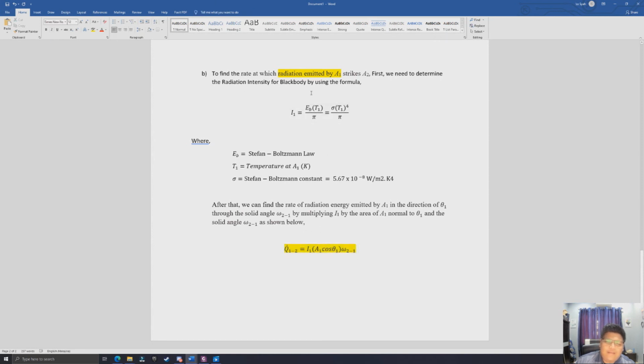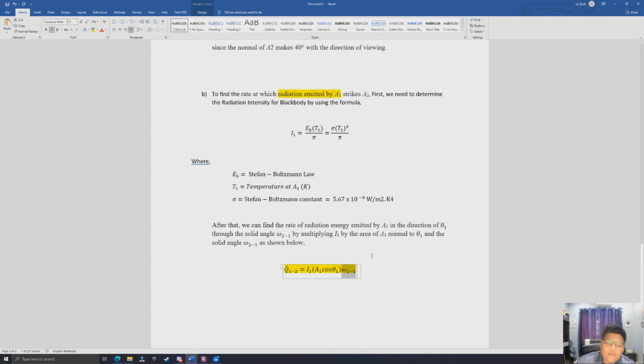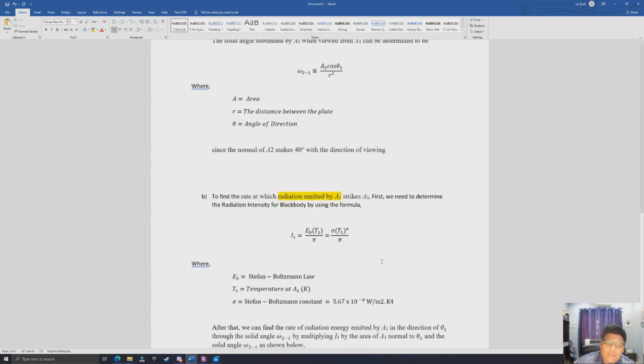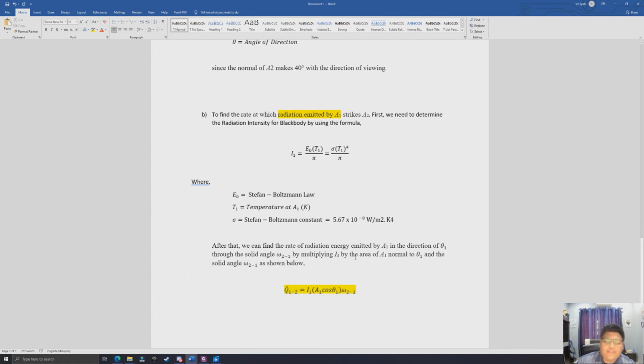Reading again what the question asks, the radiation emitted by A1, we use all the information of plate 1 only: the radiation intensity for plate 1, the area for plate 1, and theta for plate 1. For omega, we use the 2 to 1 because that is what we calculated above. After you insert all the information, I is from here, A1 is 3 centimeters squared, theta is 40 degrees, and omega is from what we calculated in A, then we will get Q.